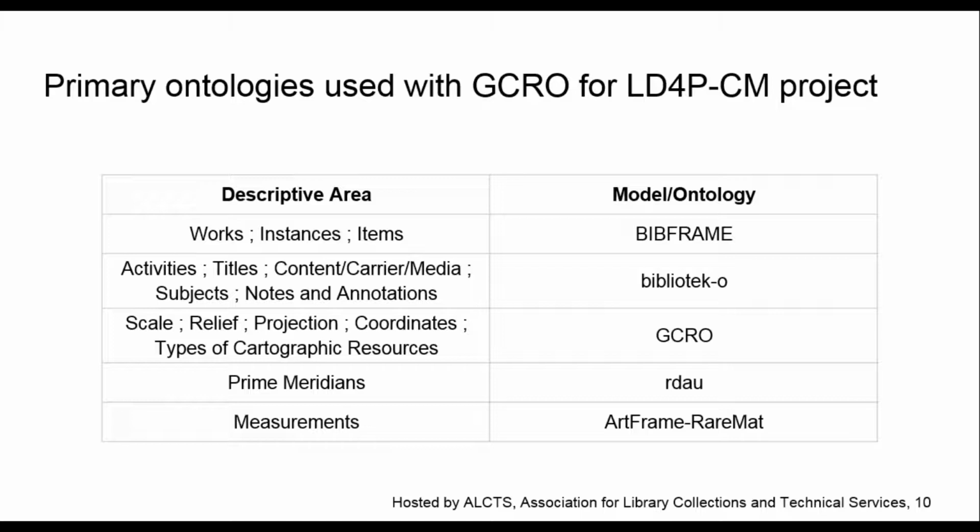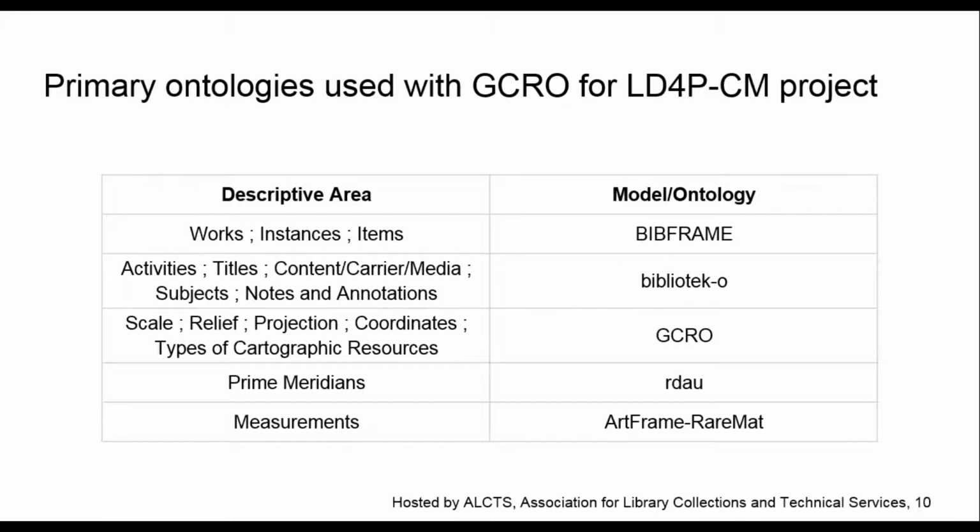As I mentioned, GCRO is not intended to be a self-contained ontology. It works in conjunction with many other ontologies that together go into describing geospatial and cartographic resources. In many cases, the recommendations of the Cartographic Materials project will be to defer to the modeling decisions already made within the other ontologies. So what you're seeing here is a list of selected descriptive areas and the corresponding model and ontology that this project is intending to use to test the cataloging of cartographic materials.